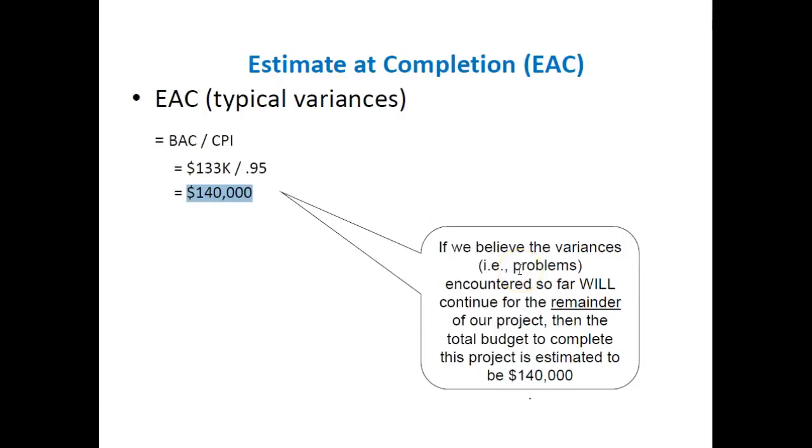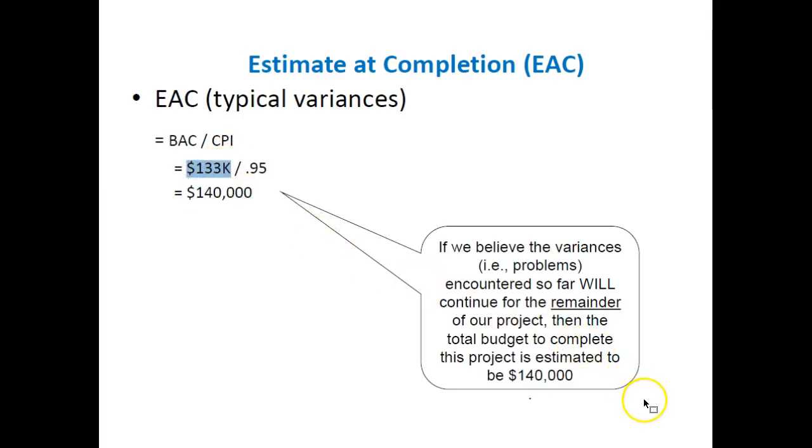So if we believe that the variances or the problems that we've experienced so far in the project that are making us either have a cost overrun or behind schedule or whatever it is, right? If we believe that those variances will continue for the rest of the project, then this is going to be a really good estimate of how much the project is going to cost if we continue at that same performance level. Okay, so then your variance at completion is going to be the difference between 140K and what you had budgeted, right?